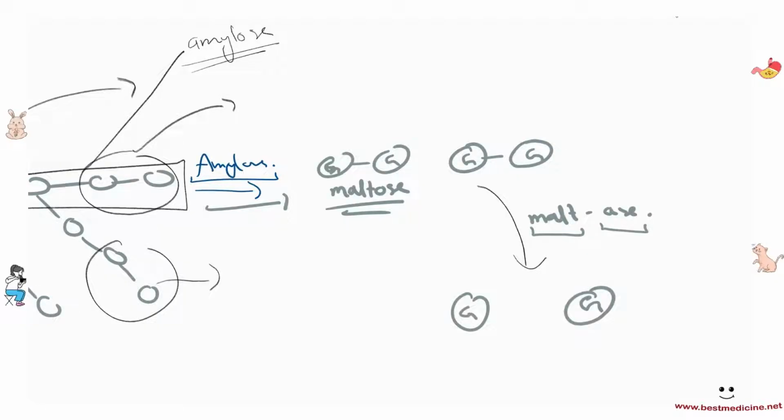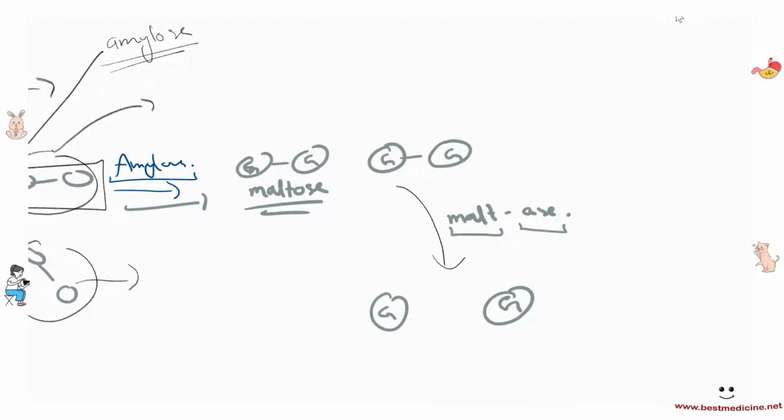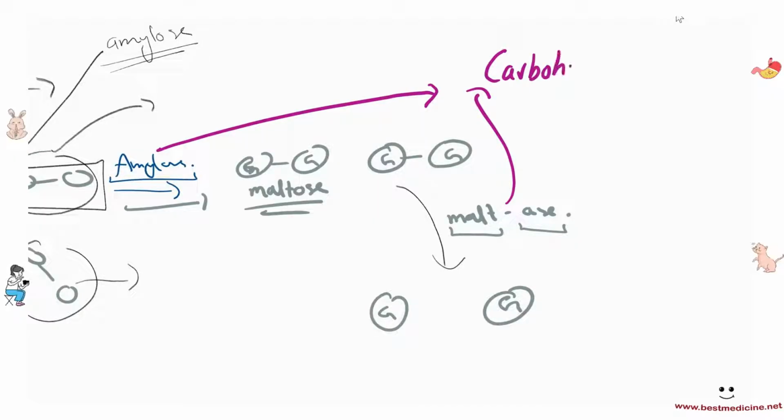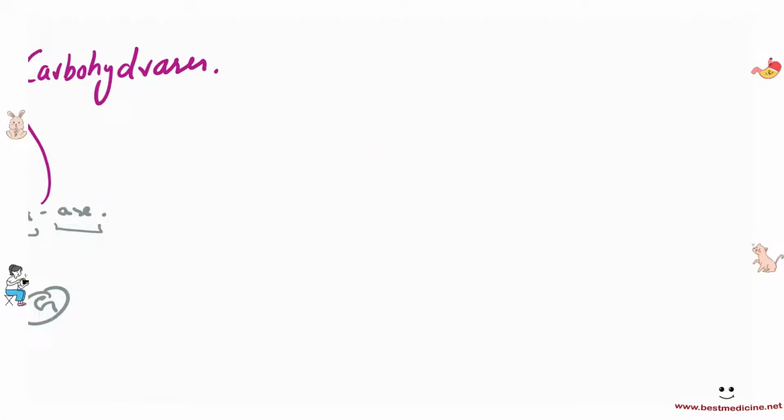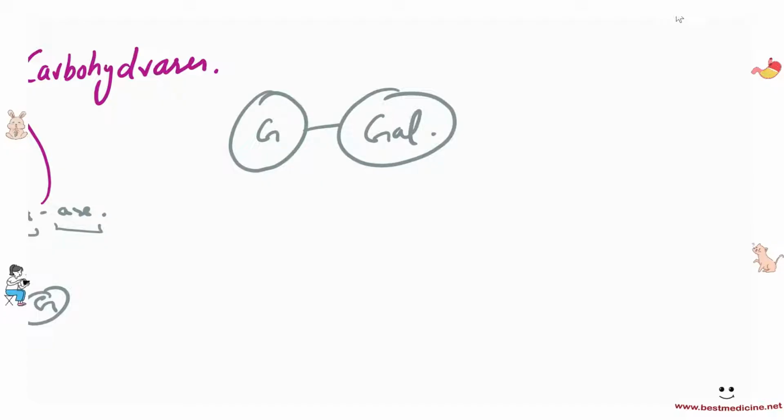Individual glucose molecules. Now, as a group, these enzymes that are breaking down the sugars or carbohydrates, like maltase and amylase, are called carbohydrases. Okay, carbohydrases. I'll give you some other examples of carbohydrases just for understanding purposes. Remember lactose, right? Lactose is made up of a glucose molecule combined with the galactose molecule. Now, the enzyme that breaks down this bond and breaks down lactose, this is lactose. It's a sugar that is present in milk.